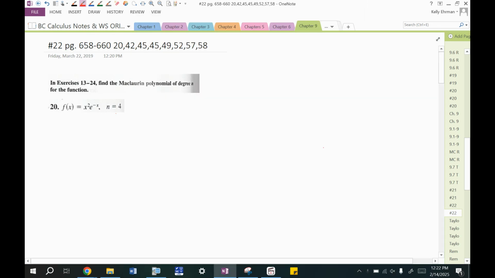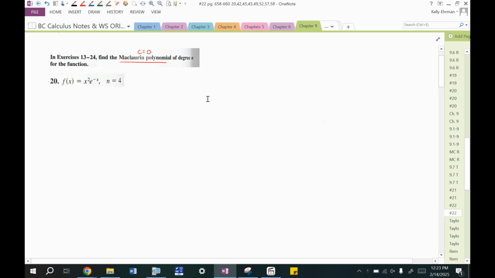All right, this is homework 22. The first problem says find the Maclaurin polynomial. So that means center 0 of degree n for the function. All right, our first problem, I will warn you right off the bat, is a bit irritating because we're going to have to use product rule to find our derivatives. But knowing that this is the worst one, we'll just get it out of the way.